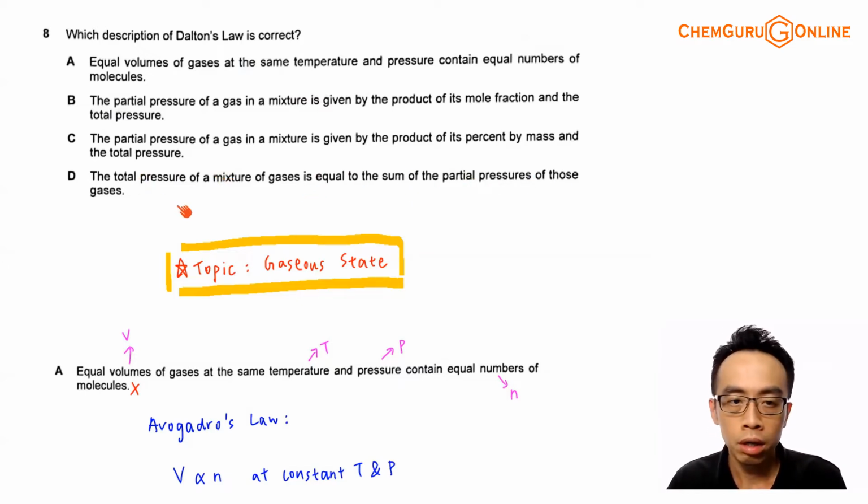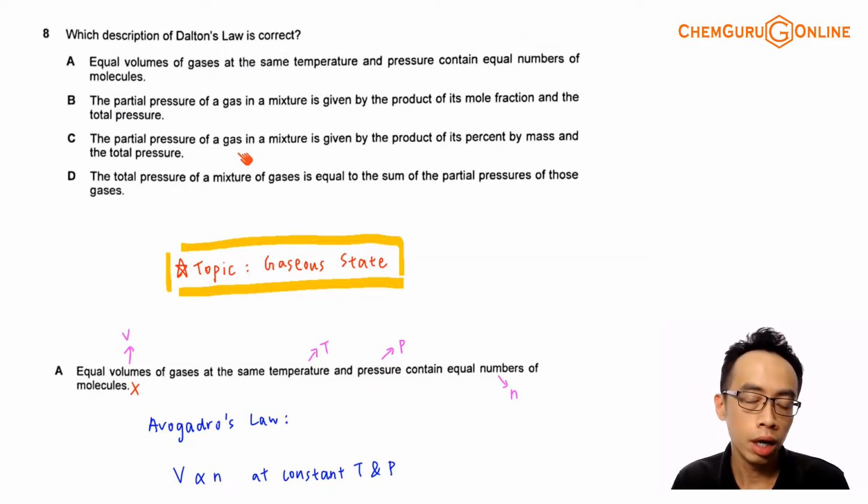So obviously this topic tested in this question will be under gaseous state, and essentially we just need to be familiar with Dalton's law, the definition of Dalton's law, and we consider which is the best answer. I think let us just run through each of these options part by part, and we see whether this is Dalton's law and whether this is reasonable or not.